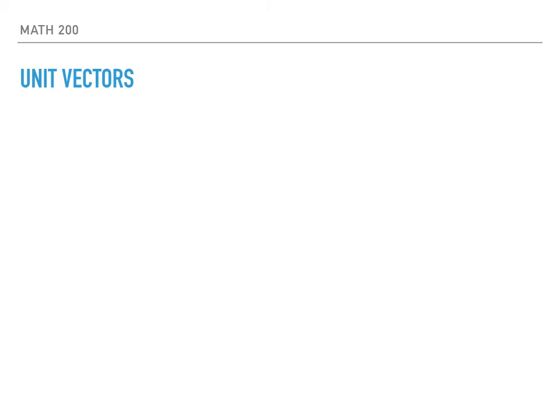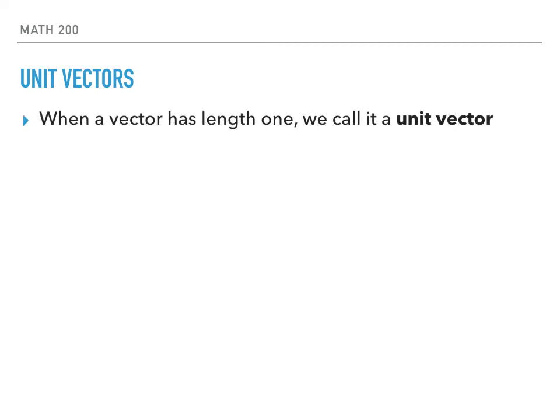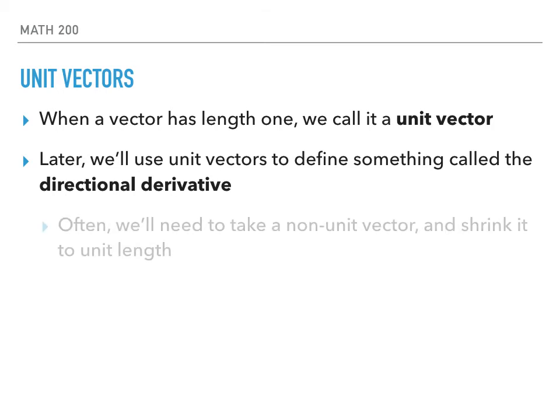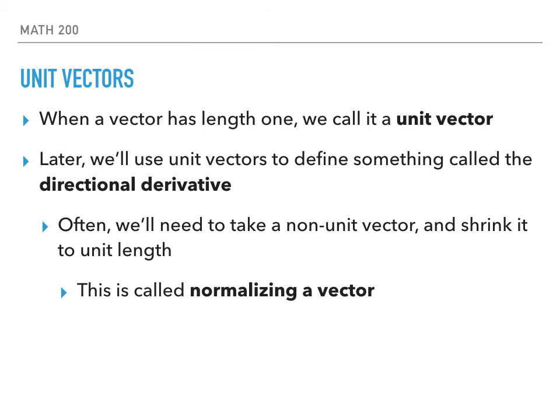Yet another thing that's going to be really important down the road is the idea of a unit vector. So when a vector has a length of 1, it's called a unit vector. That's something that's going to be super important when we get to the concept of the directional derivative. You don't have to worry at all about calculus stuff just yet, but know that this is an important thing that's going to come back later on. So what we'll need to do in that context is take a vector whose length is something that's not 1, 5, 2, 3, a half, and make it of length 1. This is called normalizing a vector.